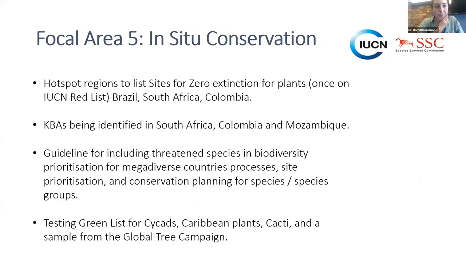Okay, and then lastly, the in-situ conservation side for plants is very important. And the best way that we can support this work is to identify those really important areas for plants. And the IUCN is a partner on the standard for identifying key biodiversity areas, and that standard has only been available for the last 2 years, and we're now piloting identifying key biodiversity areas in different places of the world, and most key biodiversity areas have been identified using vertebrate information, so birds, reptiles, mammals, etc.